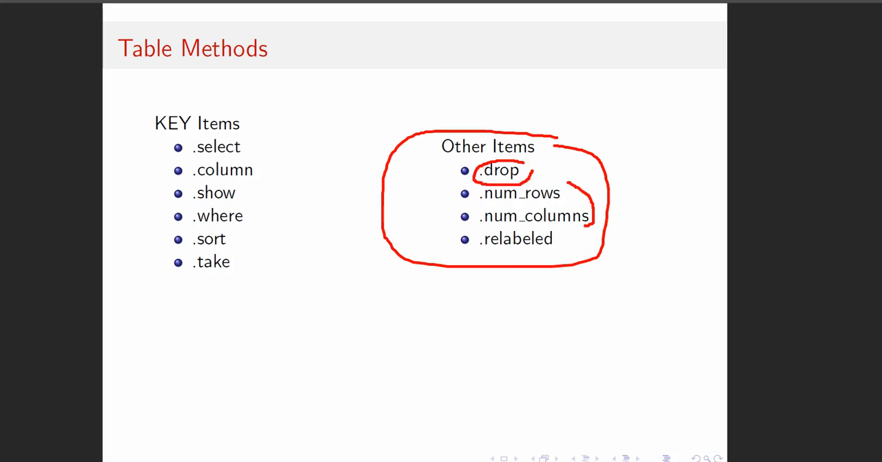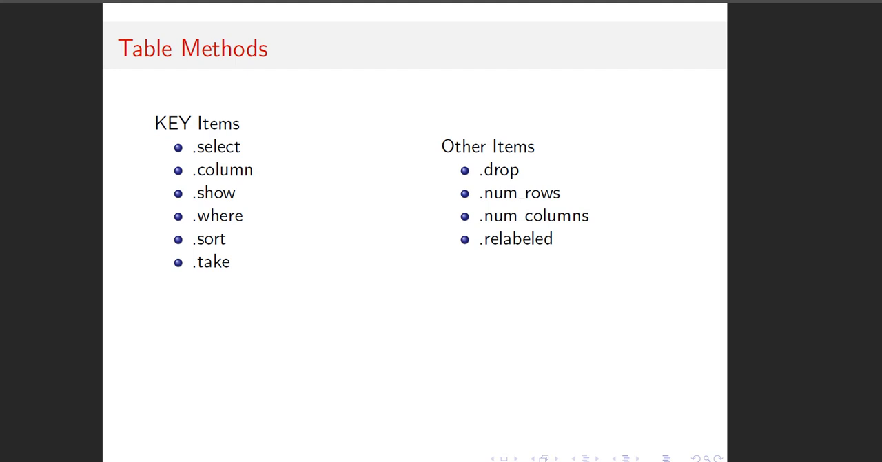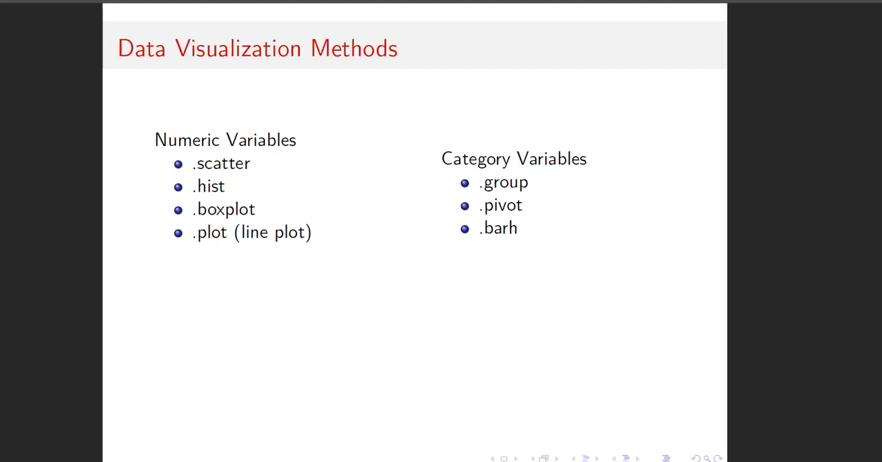We use .drop. I tend to use .select, but we can use .drop. .select gets us some columns from a table, and .drop just drops some columns out of a table. And then relabeled gets used. Are these as important? No, but they are going to be covered in the study guide that I help you create. We have our data visualization methods we want to look at for the numeric variables.